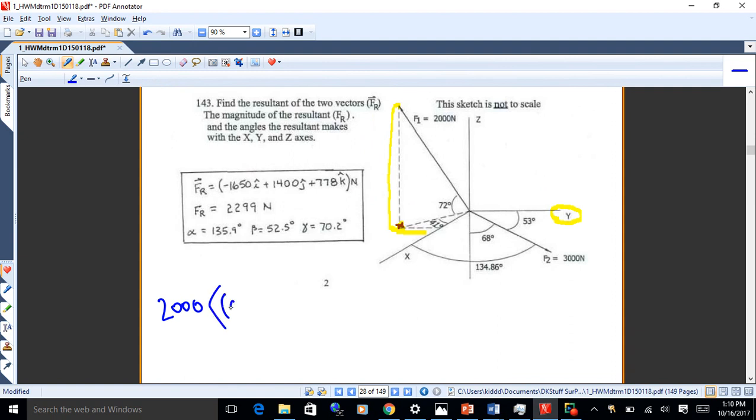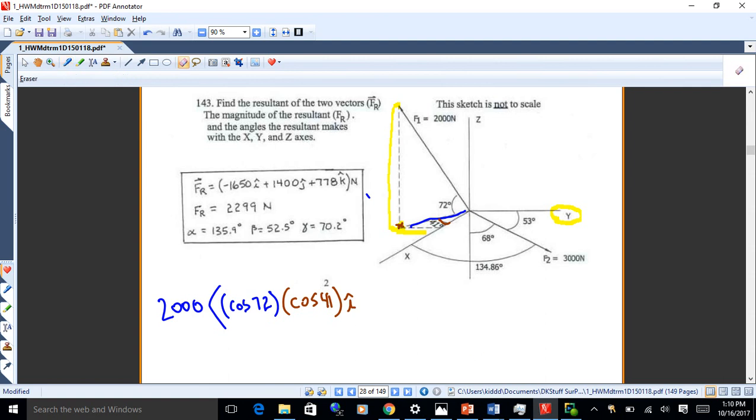To get onto the x-axis, you're going to go cosine 72. That'll get you down into the xy plane. And then an additional cosine 41 would get you over to the x-axis. So that would be the I component, and there's the 41-degree angle. That's a two-step process there.